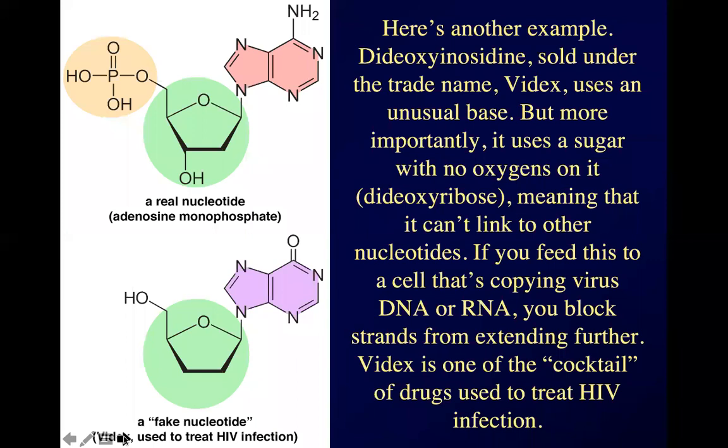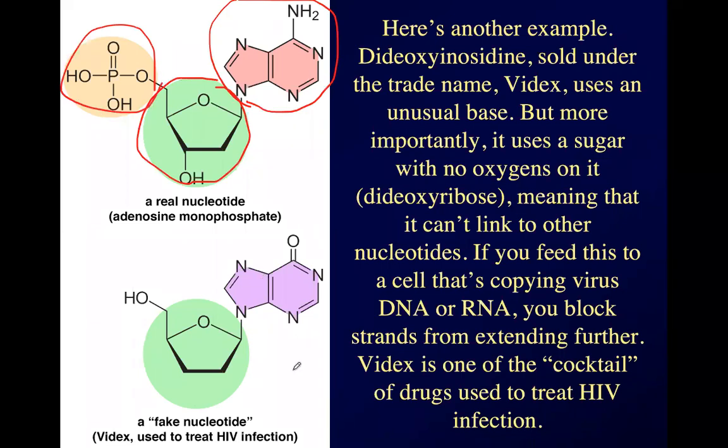Here's another one. This one's sold under the trade name Videx. This right here is adenine up here at the top, which connects to a sugar, deoxyribose, and a phosphate right there. Videx has this weird base called inosine, which you haven't seen before. But more importantly, it's got a sugar with no oxygens on it. This sugar is called dideoxyribose. It's missing a phosphate, but that's not important. Your body can easily stick one on. That happens all the time.